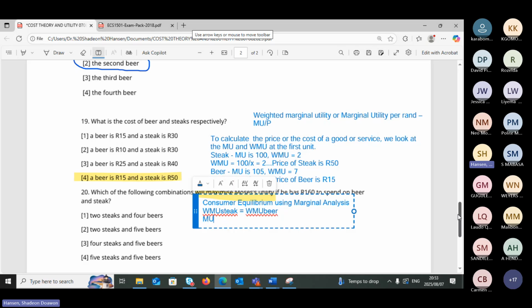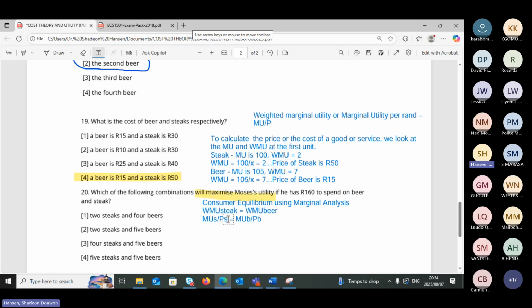We say marginal utility for steak, divided by the price of steak, that's the weighted marginal utility. Marginal utility divided by price, that's weighted marginal utility, in case you were wondering. This MUS divided by PS is the same as WMU steak. It's the exact same thing. And then of course MUB for beer, divided by the price of beer, the exact same thing, as the weighted marginal utility for beer. That is the condition that must hold first.